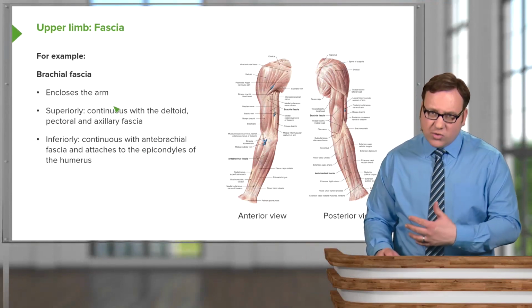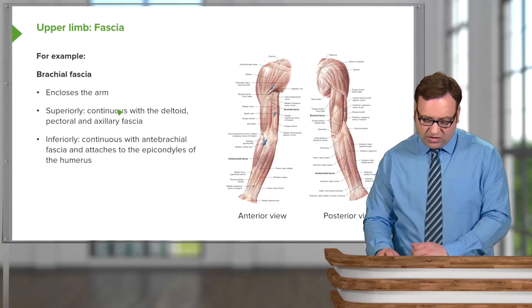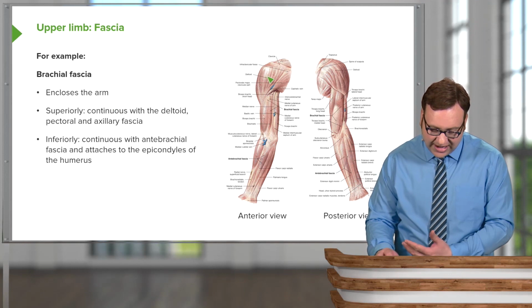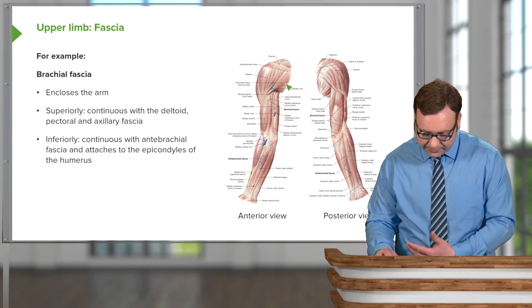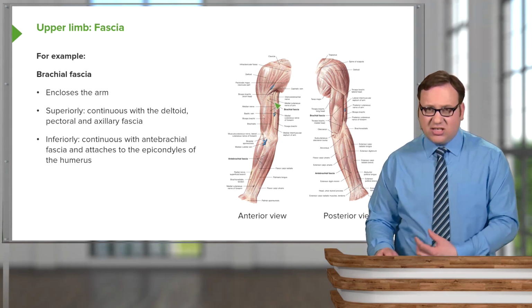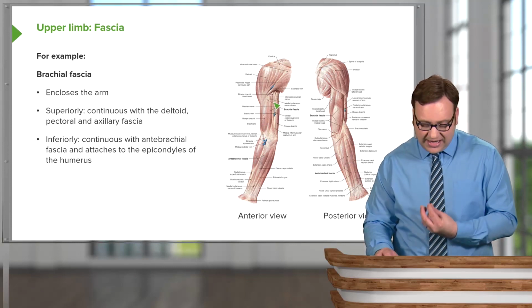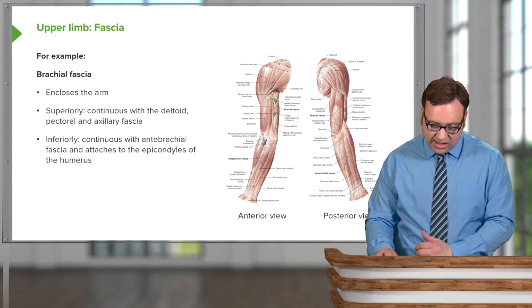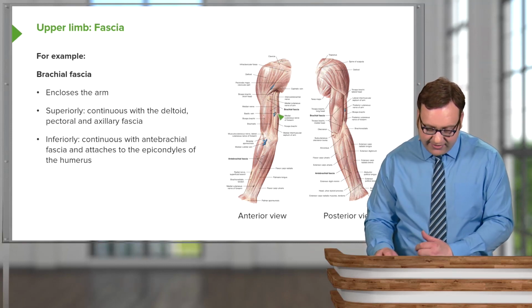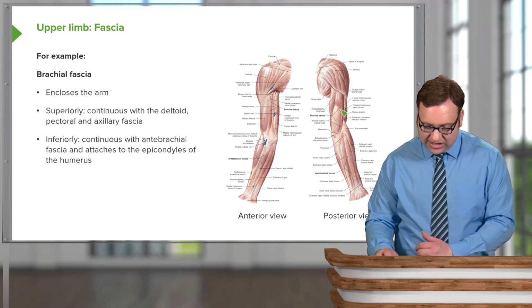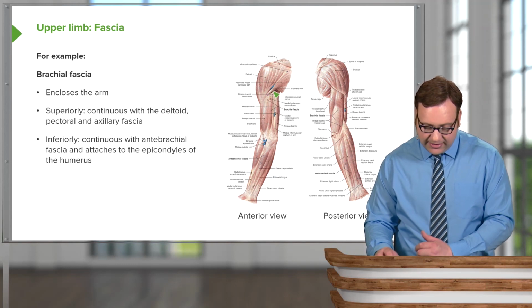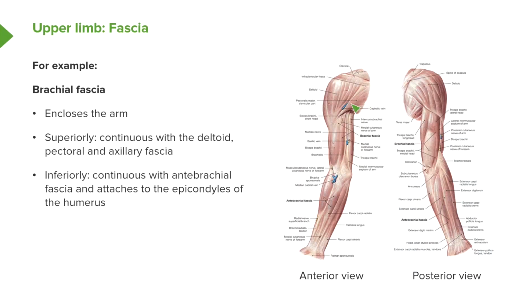It is continuous with superior structures of the upper limb, so it's continuous superiorly with fascia covering the deltoid, fascia covering the pectoral muscles, and fascia lining the axilla. So this deep fascia is continuous across the entire upper limb, and we're just looking at the brachial fascia here anteriorly, and we can see it here posteriorly. Again, a continuous layer with the deltoid fascia, the axillary fascia, and we can see here anteriorly the pectoral fascia.